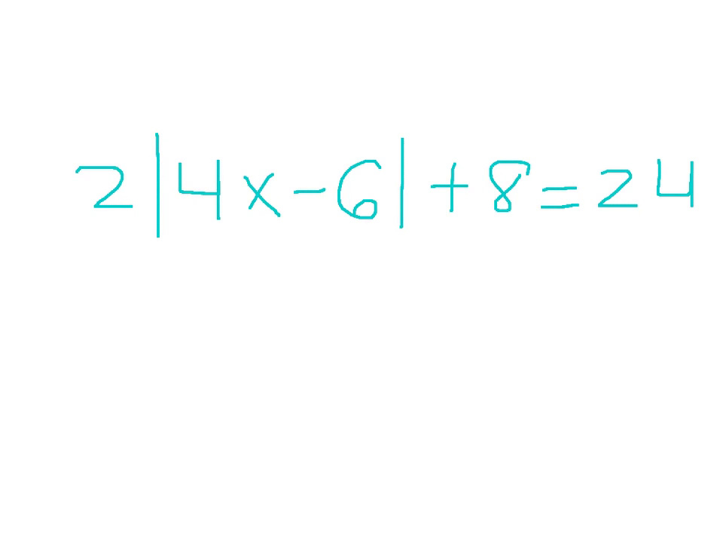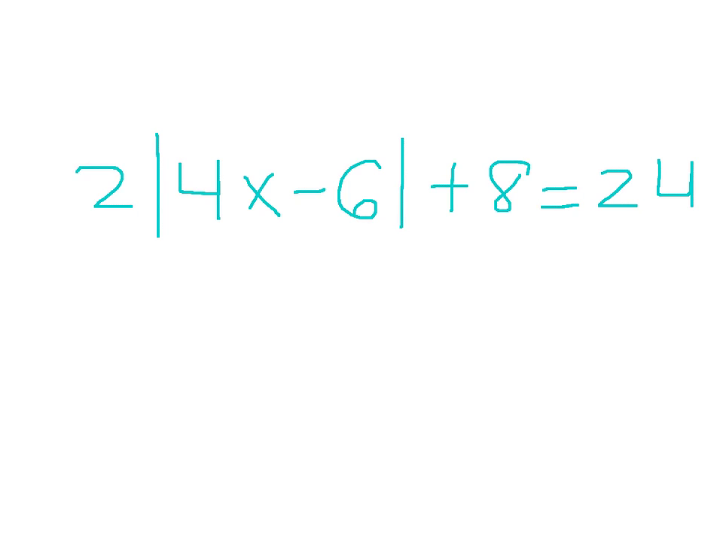Hello everyone, it is Kelsey, and today I'm going to show you how to solve an absolute value equation. These type of equations involve the absolute value of a variable expression, and we will have two different solutions from this equation. We'll be left with two different possible answers for x. Our problem that we are going to be solving is 2|4x - 6| + 8 = 24.